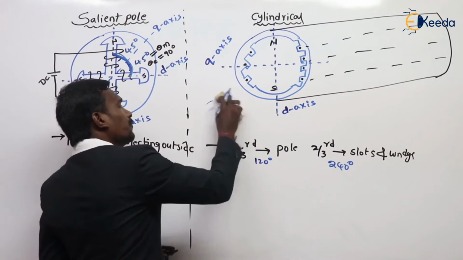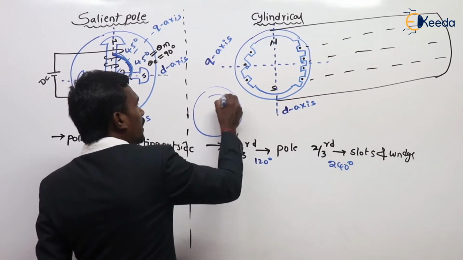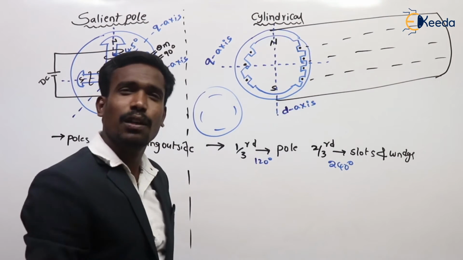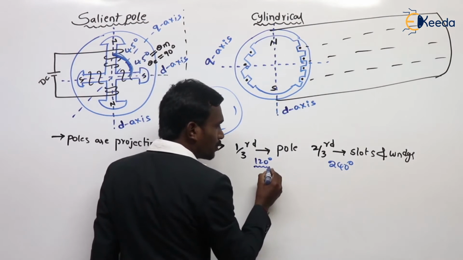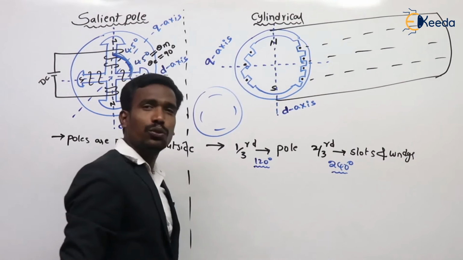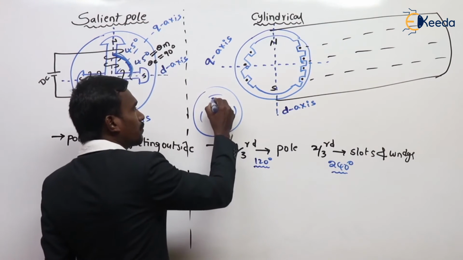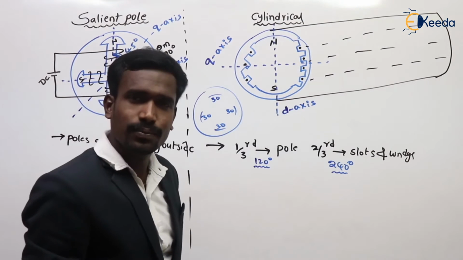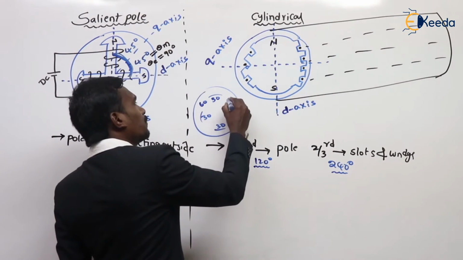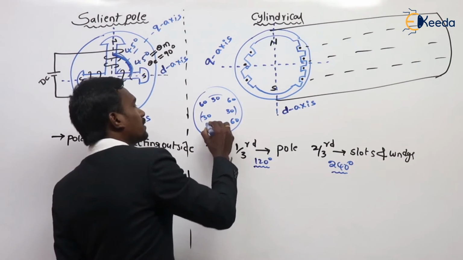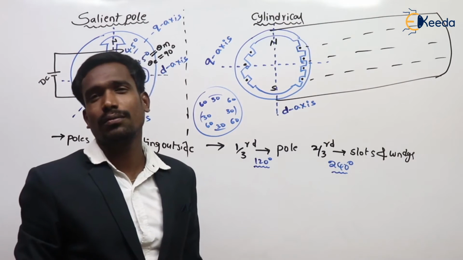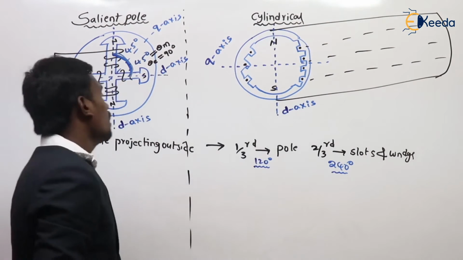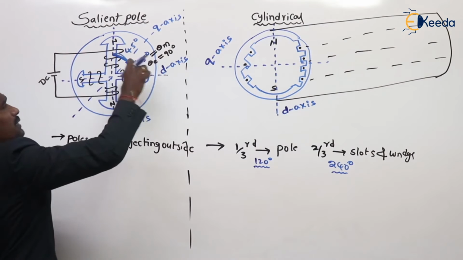For example, if I construct a four-pole machine, then whatever the number of poles, the pole portion is 120 degrees and the slot portion is 240 degrees. 120 degrees is nothing but 30, 30, 30, 30. These are four 30s. And the remaining winding portion is four 60s, which is 240, or four 30s for 120. This is the way of winding in a cylindrical type machine.